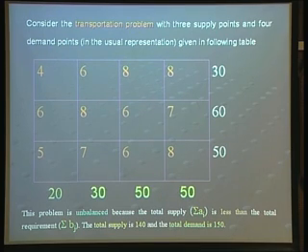Now, let us look at this transportation problem given here. This problem has 3 supply points and 4 destination points. The supplies are 30, 60 and 50 respectively, and the requirements are 20, 30, 50 and 50 respectively.